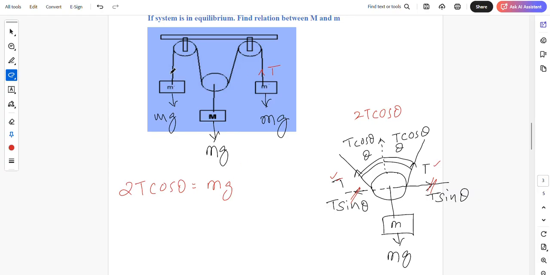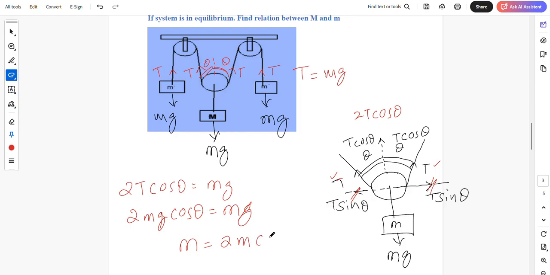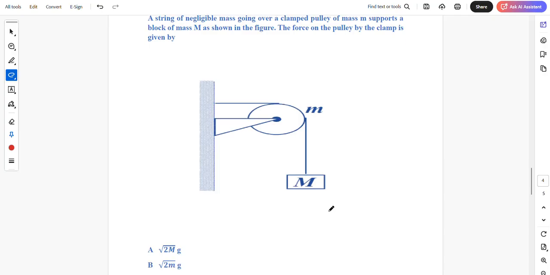What is tension in this string? T. This is T, this is T. This is the angle that I have written here, theta, and this is also theta that I have shown here. Tension T is equal to what? Small mg. Therefore, you can write 2 small mg cos theta is equal to capital Mg. g gets cancelled. So M is equal to 2m cos theta is the relationship between what? Capital M and small m. Hope you understood this one. Let's go to the next problem.